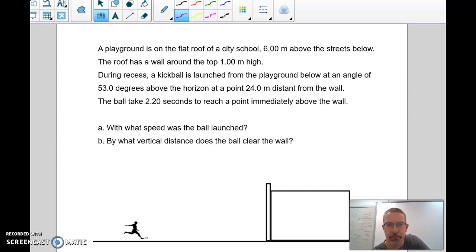Okay, here's a flat roof city school. There's a playground below this, and this level right here sits 6 meters above the ground below, and then there's a 1 meter tall wall around this building. So this is 6.0 meters, that's 1 meter.